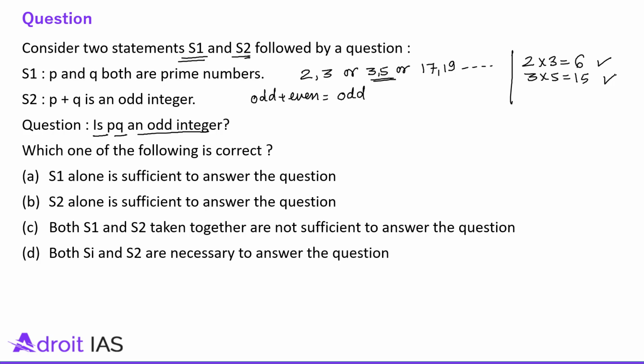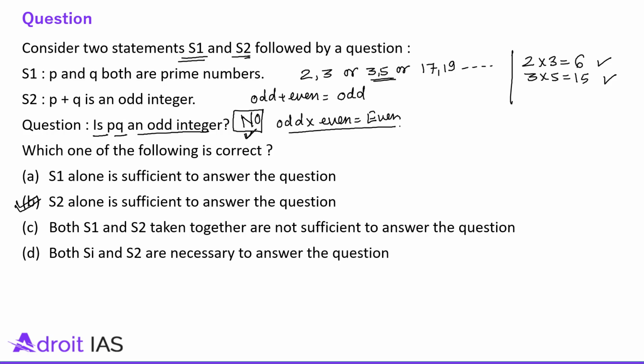Now let's talk about statement S2. P plus Q is an odd integer. So obviously if one odd integer is multiplied with one even integer, then the product will be an even integer. So from statement S2 we are getting the definite answer, P into Q is not an odd integer. So statement S2 alone is sufficient to answer this question. So the correct choice is option B, statement S2 alone is sufficient.